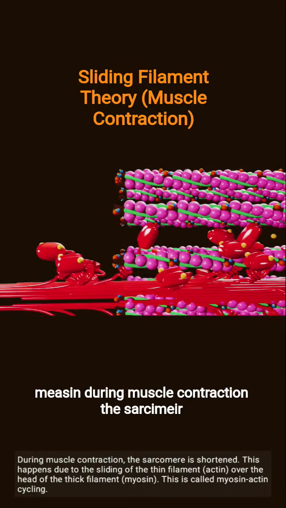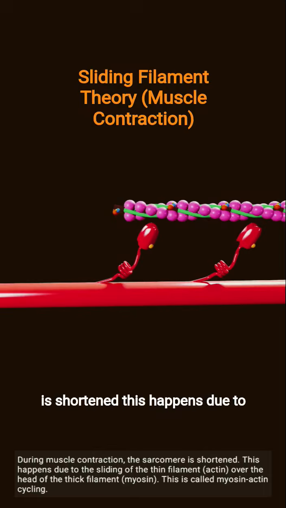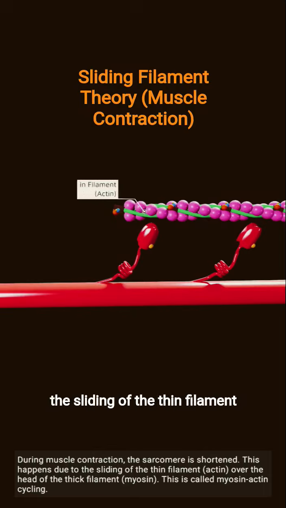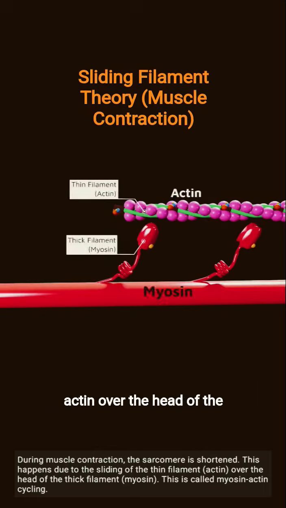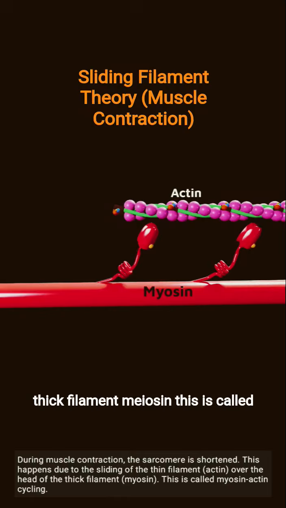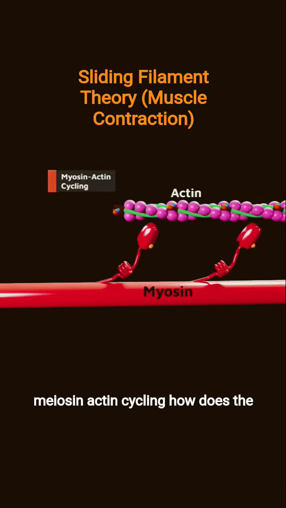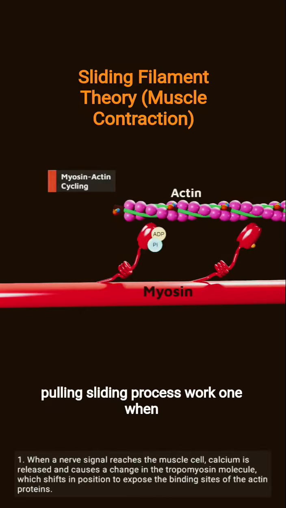During muscle contraction, the sarcomere is shortened. This happens due to the sliding of the thin filament, actin, over the head of the thick filament, myosin. This is called myosin-actin cycling. How does the pulling-sliding process work?